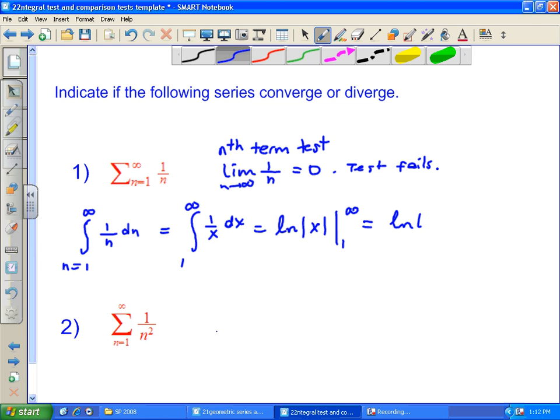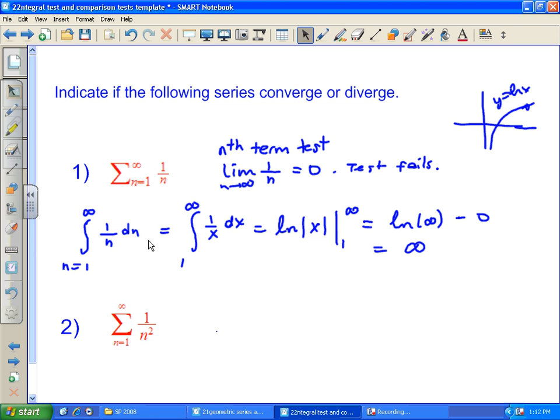What do we know about ln infinity? Where does the ln function approach as n goes towards infinity? It keeps growing, slowly, slowly. It's one of the slowest increasing functions, but nonetheless, it's an increasing function. So where does it go then? ln 1 is 0, so it's going towards infinity. Since the integral goes to infinity, what can you say about the original series? That one goes to infinity as well.